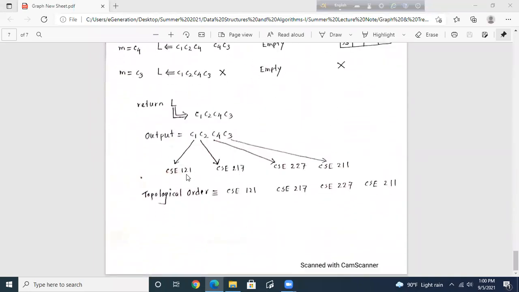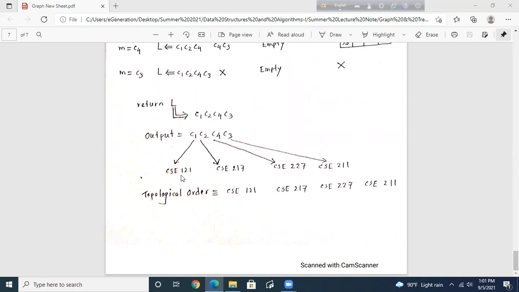C1 means CSC 101. C2 means CSC 217. C4 means CSC 227. C3 means CSC 211. So dear student, I hope that you have understood what I am trying to say.